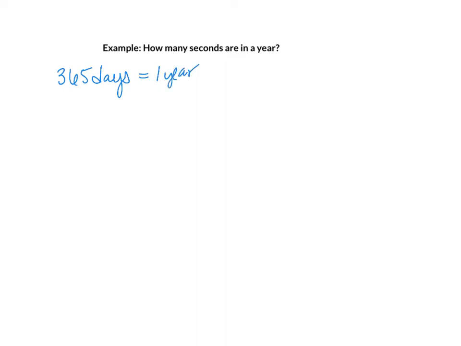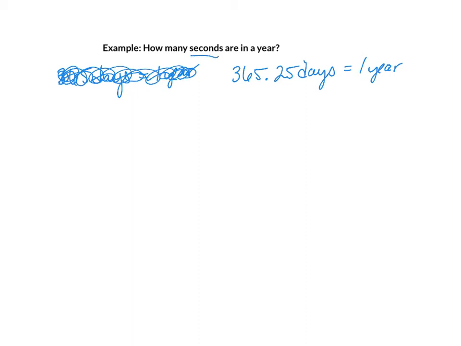Okay, well, though that's completely true, did you know that it's actually more accurate to say that there's 365.25 days in 1 year? Because of leap year, right? Every quarter of a year, we can say that that's the case. Okay, so we've got to get all the way down to seconds.